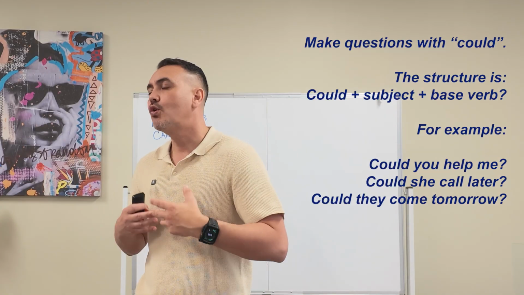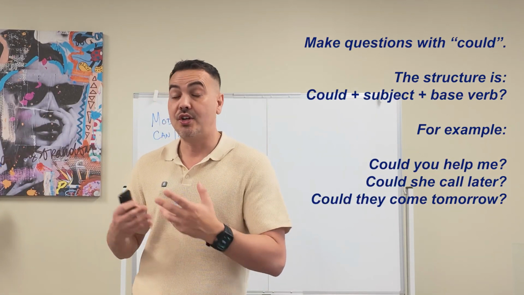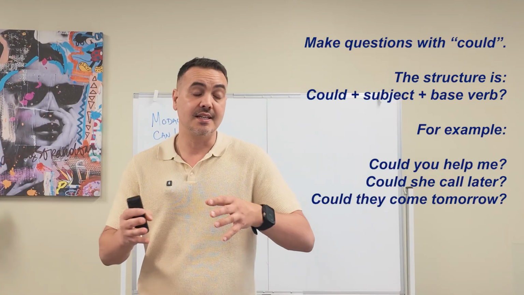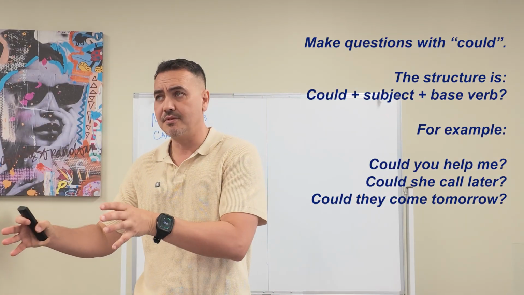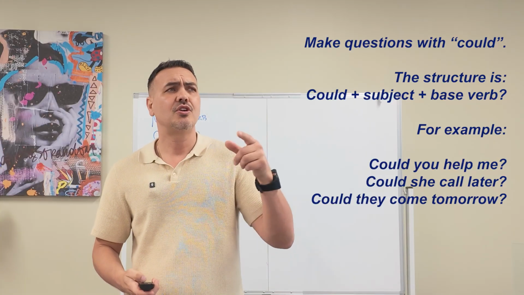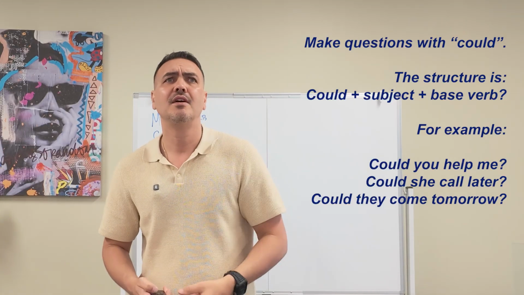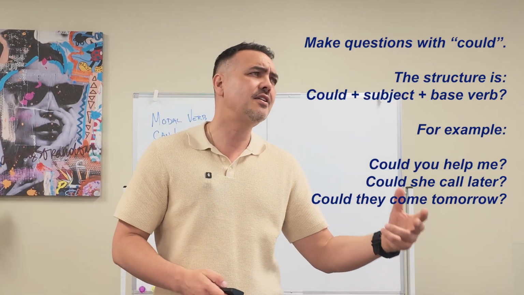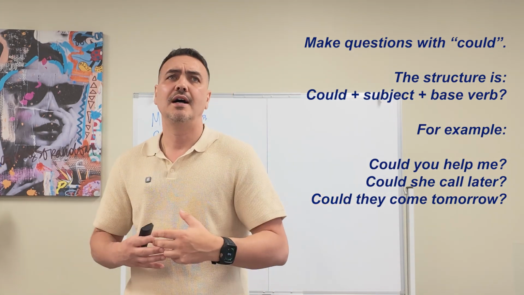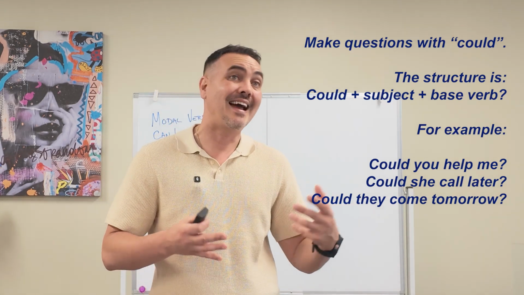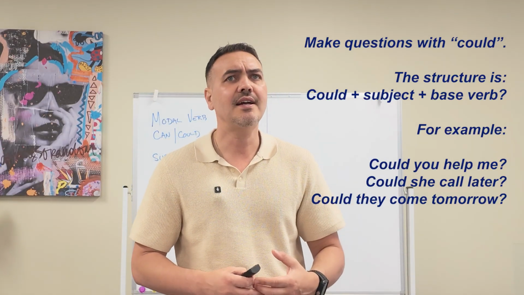And if you want to make a question with could, the structure is put could first, then the subject, then the base verb, okay? For example, could you help me? Could she call later? Could they come tomorrow? Could we speak now? Okay?